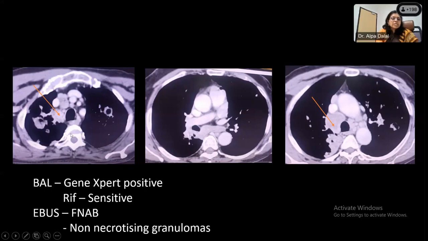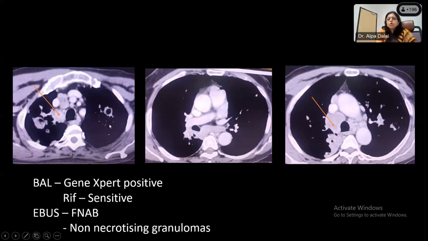Now here on the CT scan, you can make out that there is this paratracheal lymph node, a big lymph node. Another lymph node you are seeing, and this is in the subcarinal area. So it's a large lymph node, and along with that, you are seeing a cavitary lesion in the parenchyma. So with this cavitary lesion, the diagnosis of tuberculosis was much more likely.